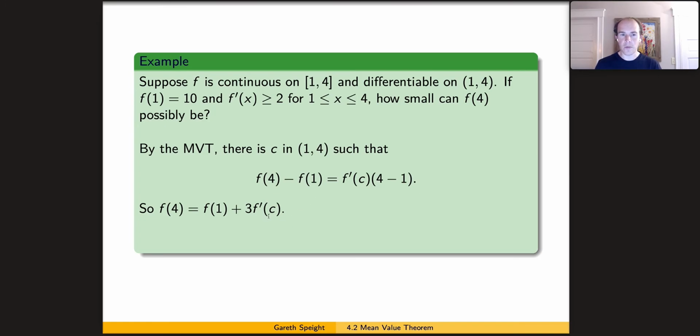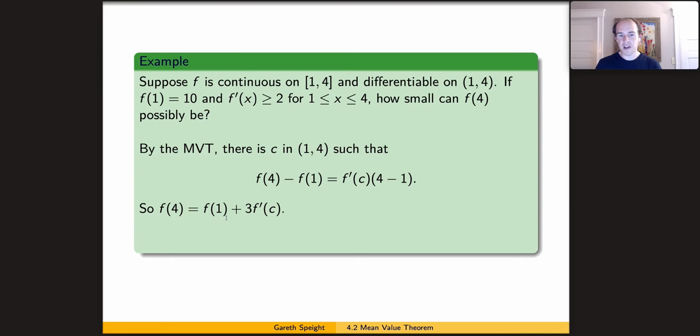And now we have to use what we know. We were told that f of 1 equals 10, and f prime of x is bigger than or equal to 2 for every x. So in particular, f prime of c, because it's f prime of x for some x, we don't care what, every derivative is bigger than or equal to 2, so in particular, f prime of c is going to be bigger than or equal to 2.